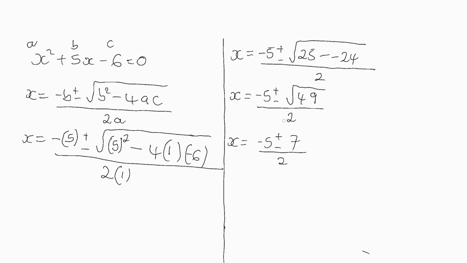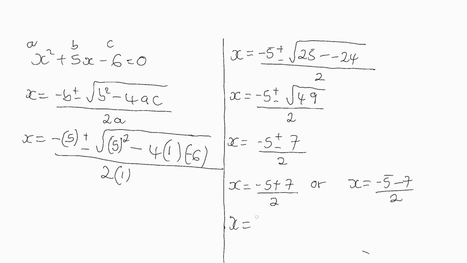To get the first value of x, we will use the plus, and then to get the second value, we will use the minus. So let us do that. x is equal to -5 plus, for the first value of x, 7 over 2. For the second value of x, we will use the minus. So x is equal to -5 minus 7 over 2. Remember that we have to have an O here.